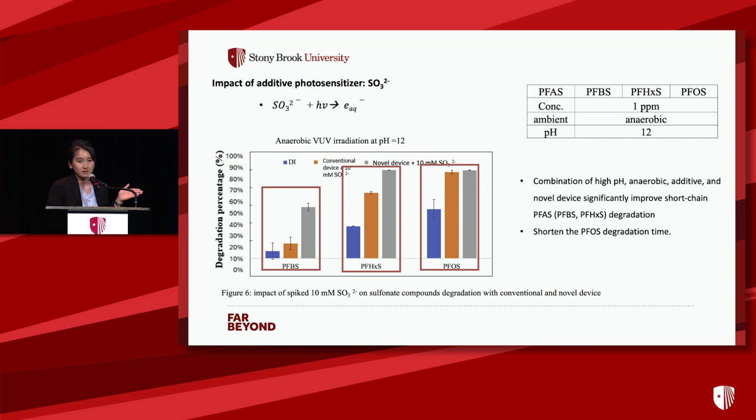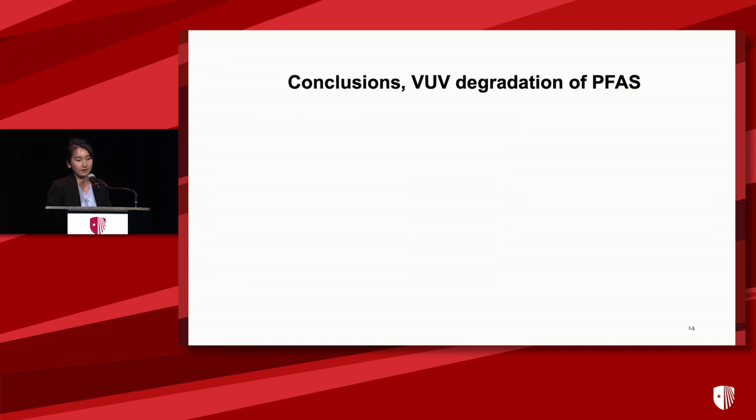So our conclusion is that the optimized condition for the PFAS degradation is higher pH, anaerobic conditions, and the photosensitizers, and also our novel device can significantly improve the degradation of short-chain and sulfonic compounds. In addition, we are shortening the long-chain PFOS degradation time as well.